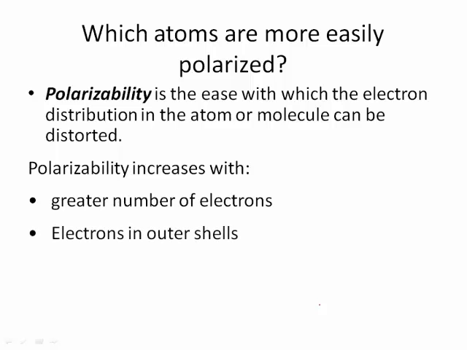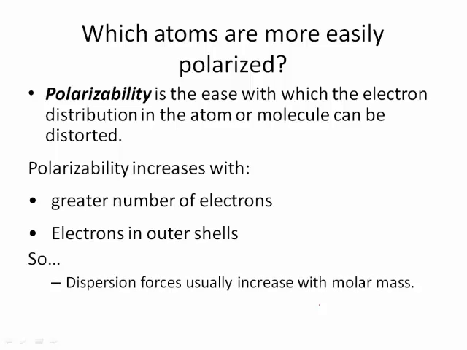Also, the electrons in the outer shells are the ones that will typically get off balance. And then also, because you want the greater number of electrons, and those electrons in the outer shells are the ones that are easily polarized, the ones that are easily shifted to one side versus the other from time to time. Typically your atoms with larger molar mass, which will be the ones with the greatest number of electrons, are going to be the ones that have dispersion forces.